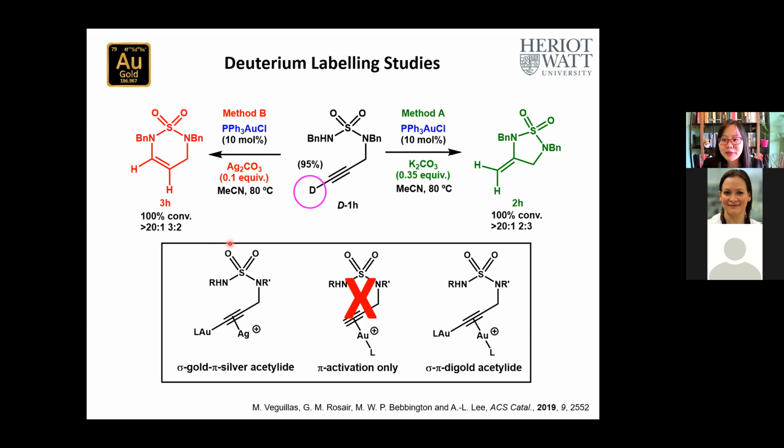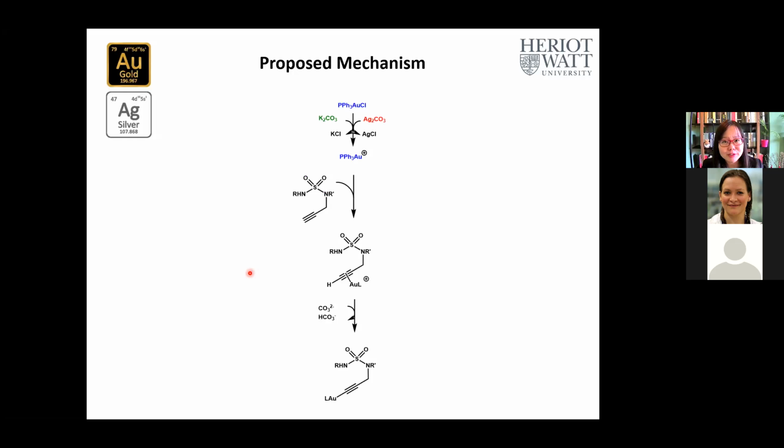But for this, we think what's happening is that that does come from what we suggested, but that the 6-endo-dig instead comes from a gold-silver acetylide, because we only see that when you have silver in there. So this was the suggestion. So before I go on to my mechanistic studies, let's have a look at the proposed mechanism.